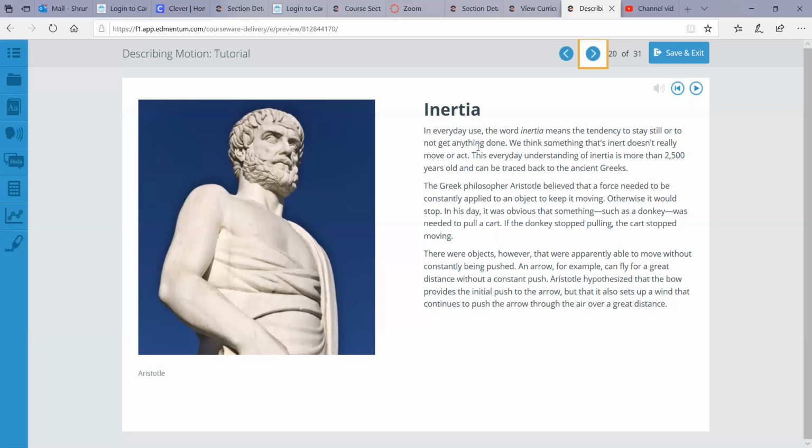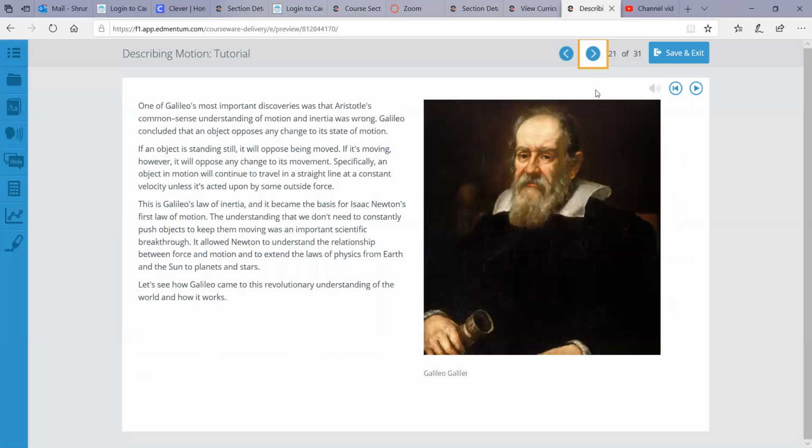Yeah, so this Aristotle guy, he had a logic to his thoughts. It just turned out that it's not that way at all. So, one of Galileo's most important discoveries was that Aristotle's common sense understanding of motion and inertia was just wrong.